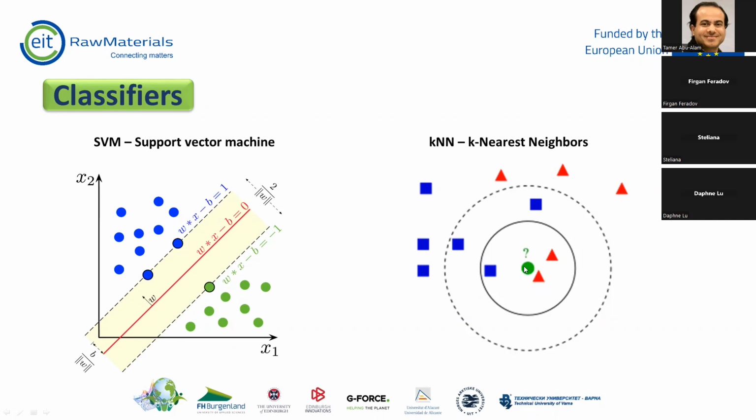But if I use 5 nearest neighbors, the nearest elements to this are 2 red triangles and 3 blue squares. So this is class blue square.